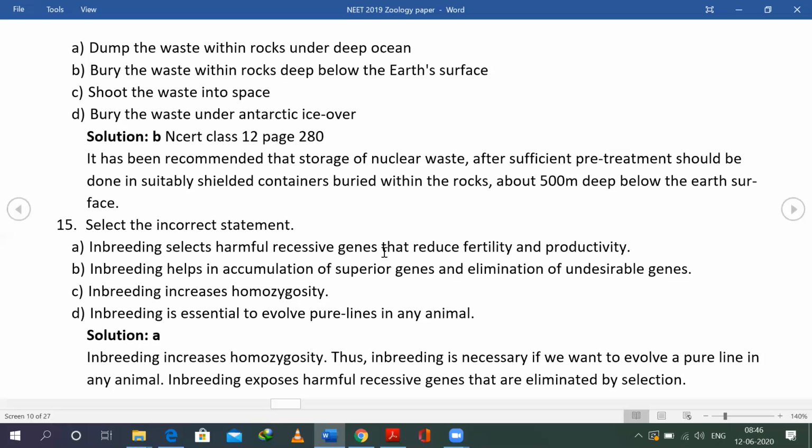What will be selected is the superior genes will be selected. Yes, so that is the case. So this will be a correct statement. And inbreeding increases the homozygosity.